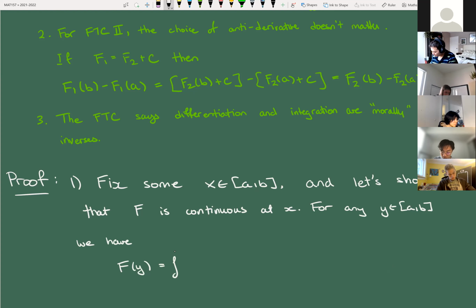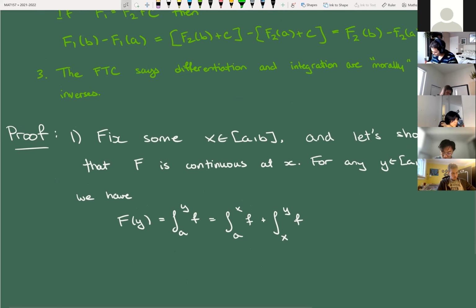F of y is the integral from a to y of f, which I can write as the integral from a to x of f plus the integral from x to y of f, right? Which is F of x plus the integral from x to y of f.